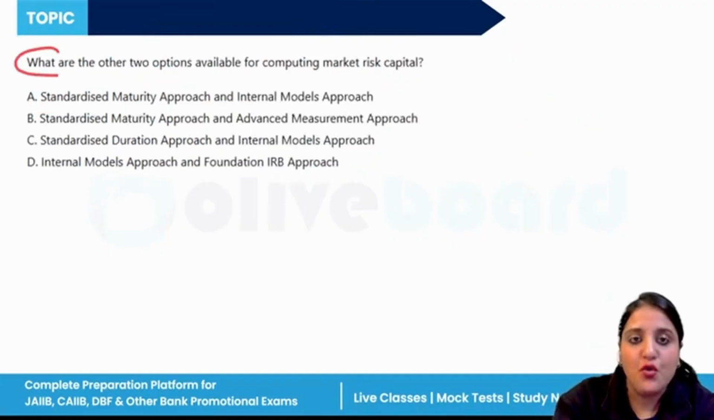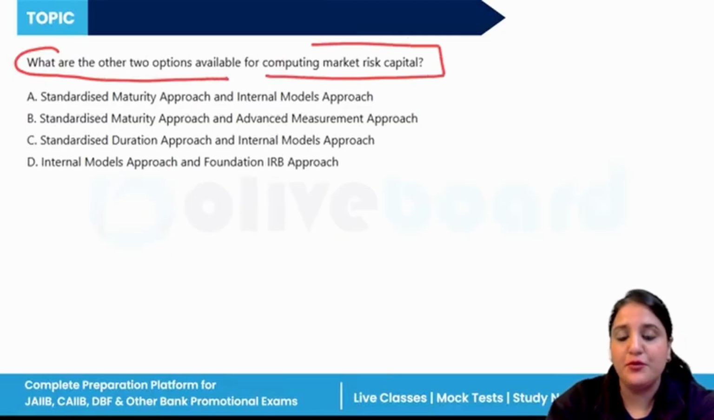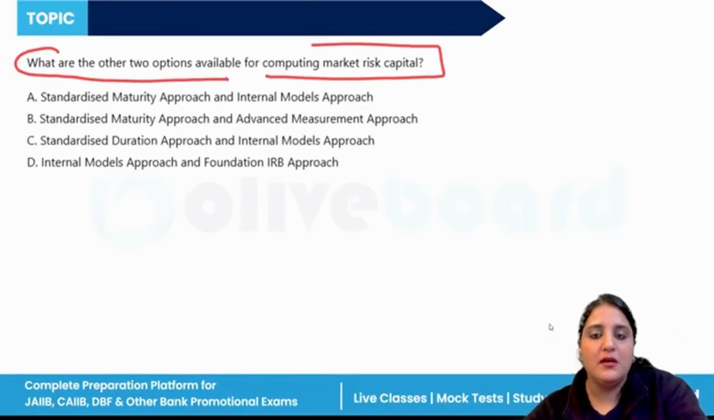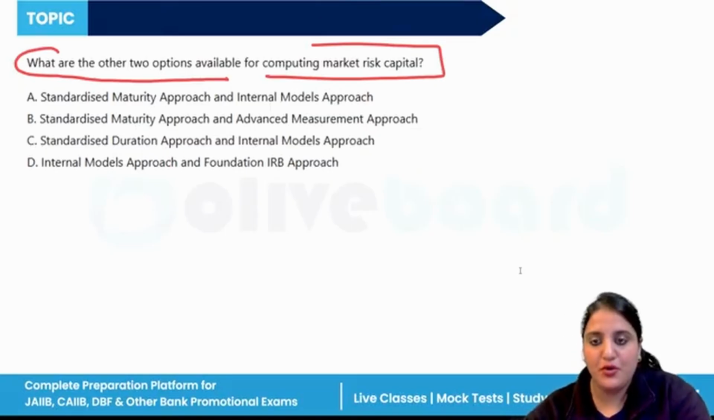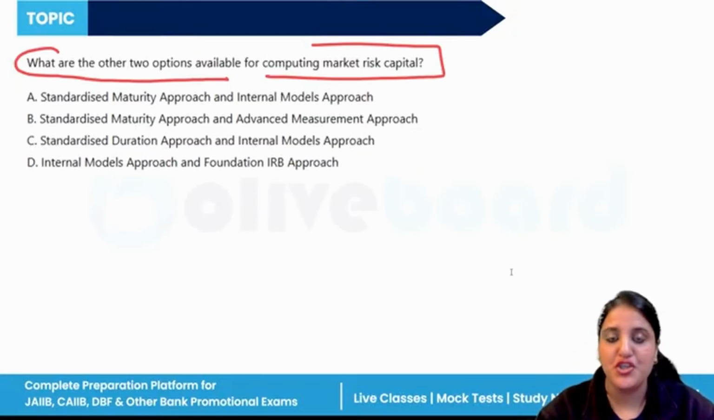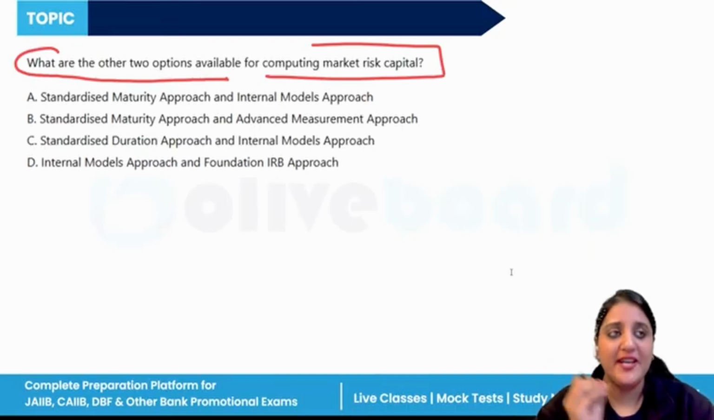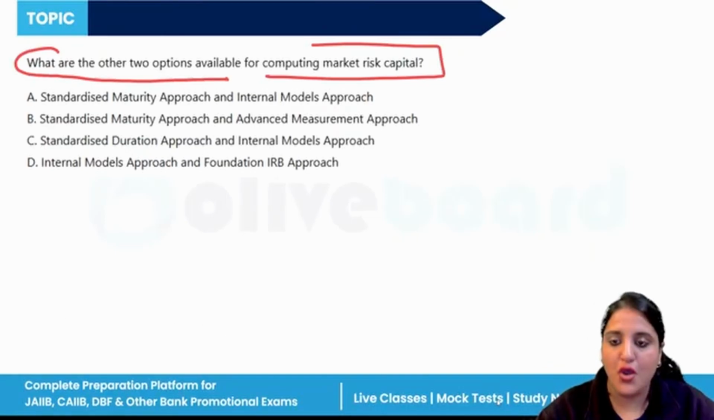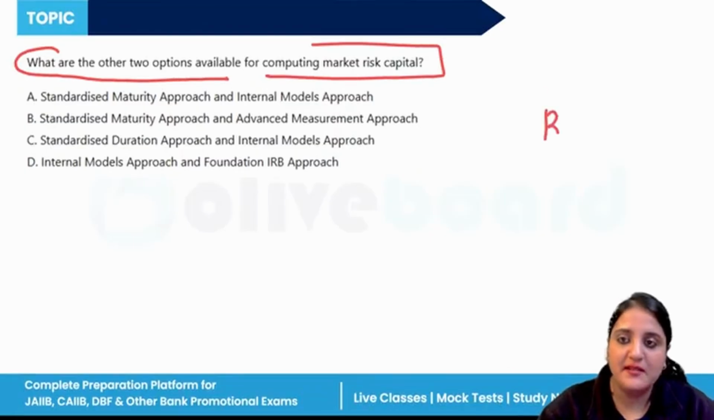Now, what are the two options available for computing market risk capital? As I told you, apart from the standardized duration approach, other options include the standardized maturity approach and the advanced measurement approach. In the advanced measurement approach, RBI approval is needed. So, option B is correct here.